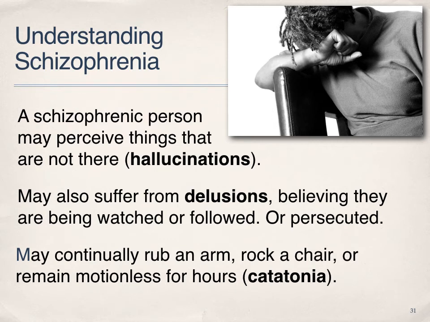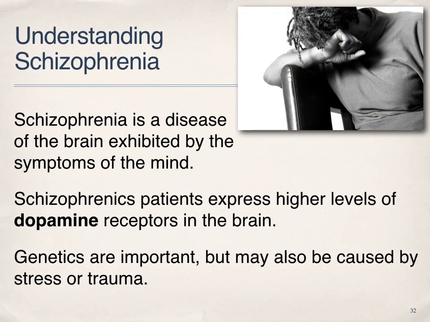So a schizophrenic person may perceive things that aren't there, suffer from delusions or paranoia, or they may just sit in a corner and rock in a chair all day long in a kind of catatonic state. So schizophrenia is a disease of the brain exhibited by symptoms of the mind. And this is what makes it so difficult to treat.